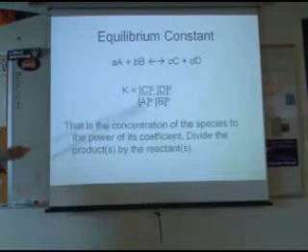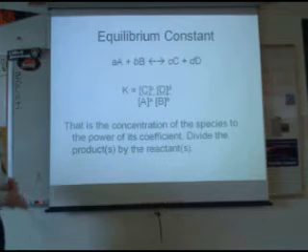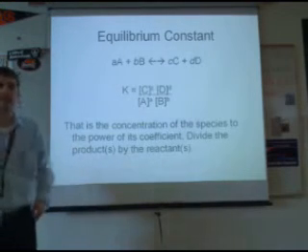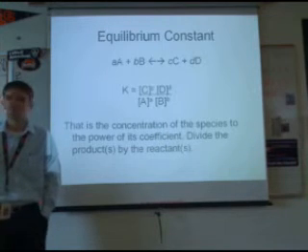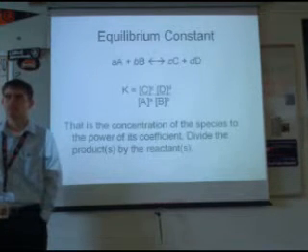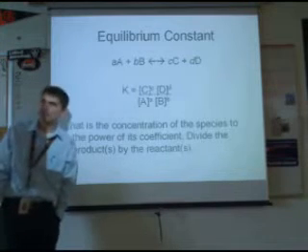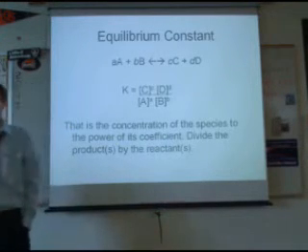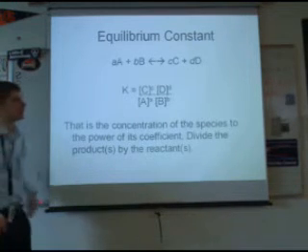So this is the equation for the equilibrium constant. Basically, what this is saying is that at any given temperature and pressure, there's going to be an equilibrium constant for any given reaction. Now, I don't know if that makes a lot of sense, but let me see if I can't help you out with that a little bit.